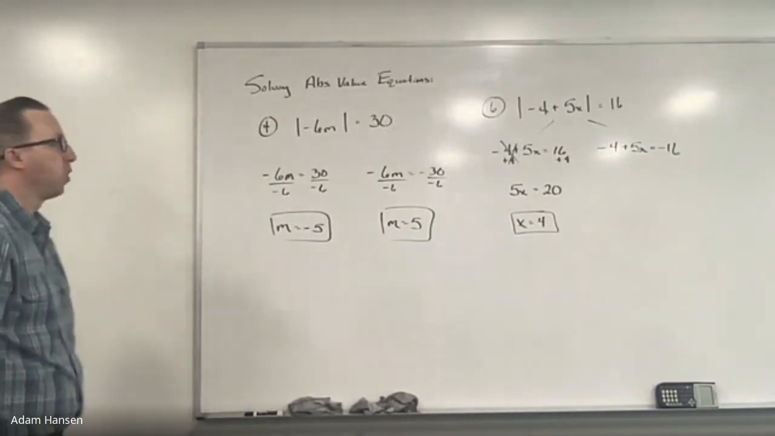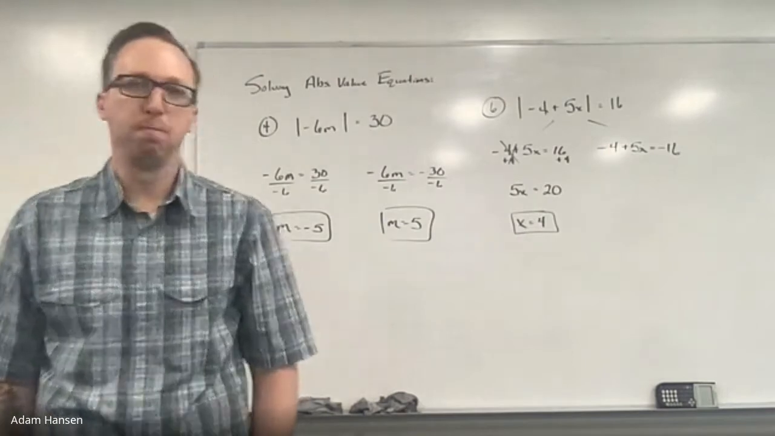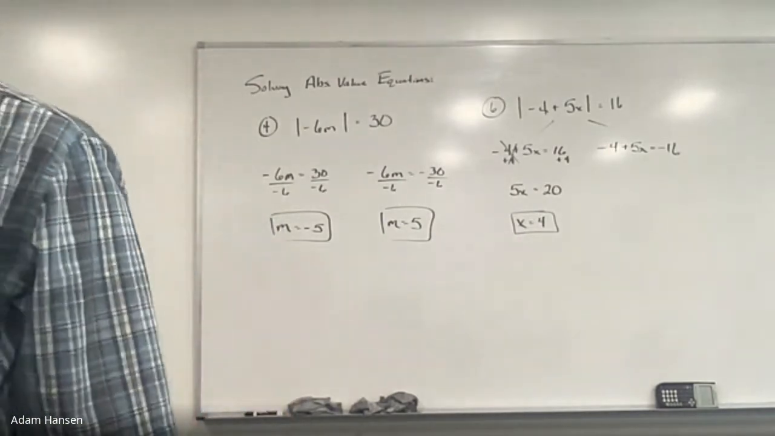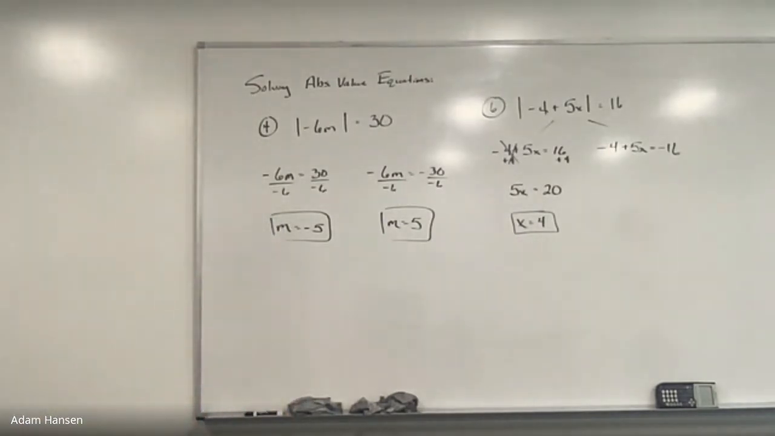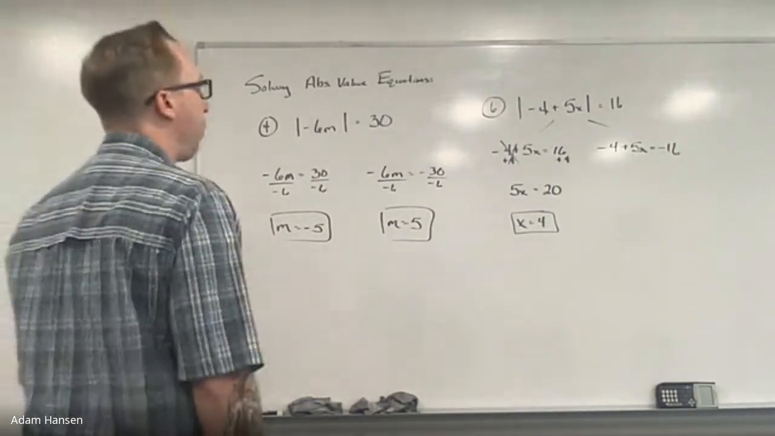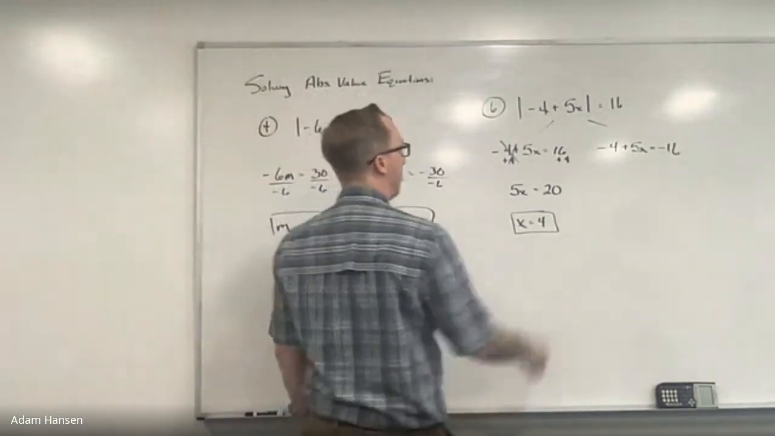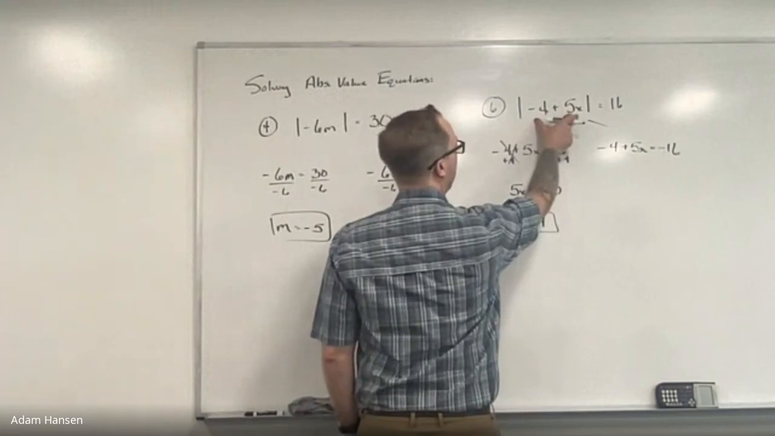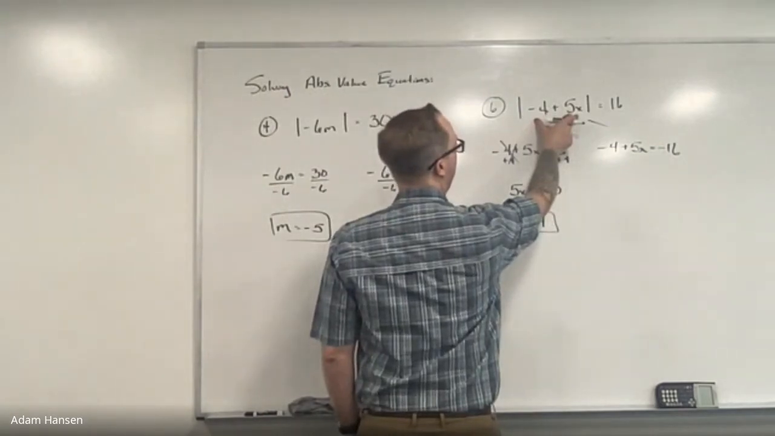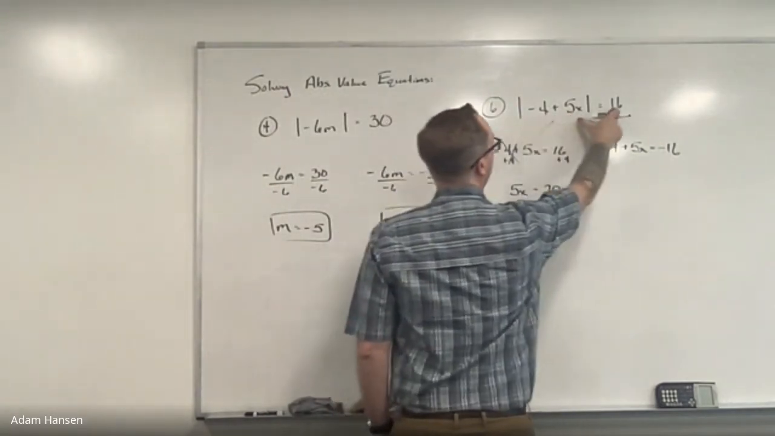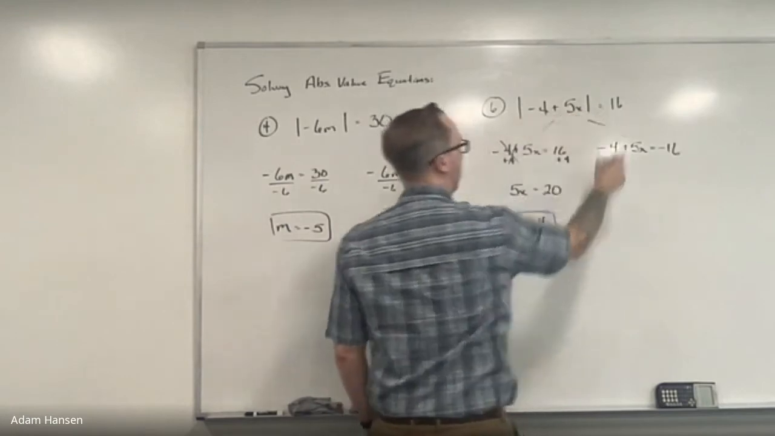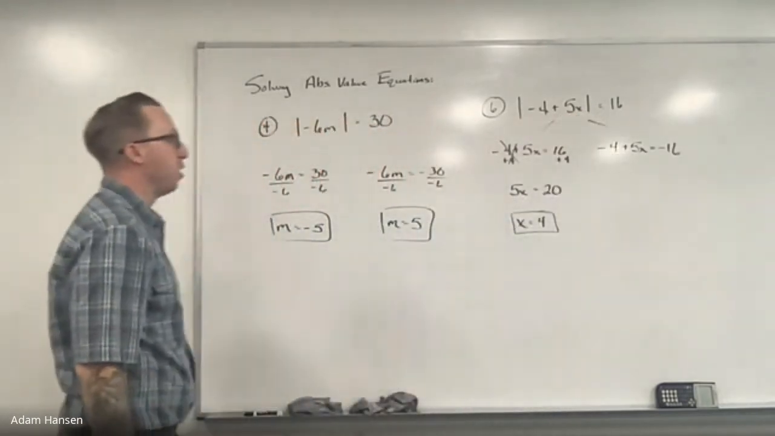Plug in 4 to check your work if you need to. It should be a solution. That's part of the story, because aren't there two numbers that might make this true? There's a number that makes what's inside here equal to 16, and there's a number that we could solve for that makes it equal to negative 16. So they're talking about absolute value. Absolute value of negative 16 would still be a solution.